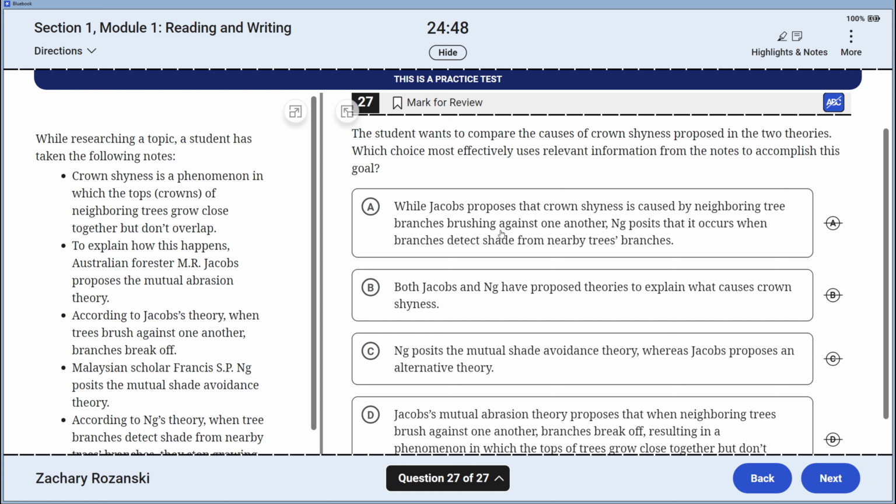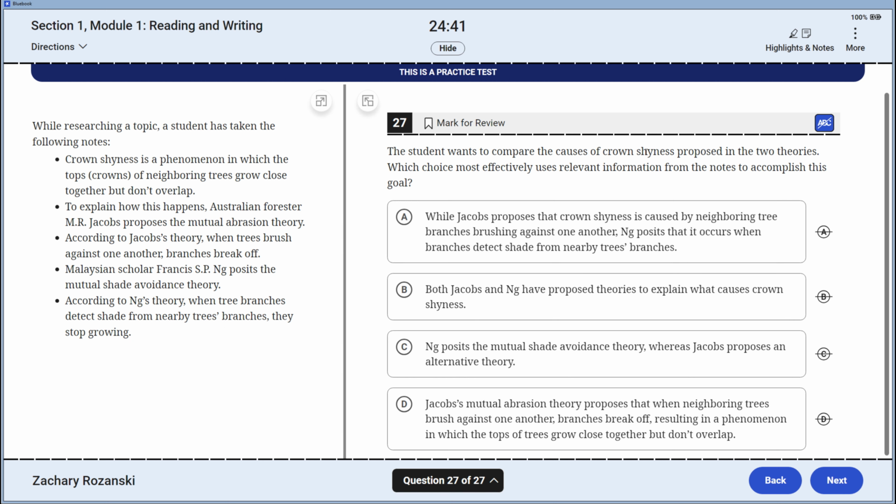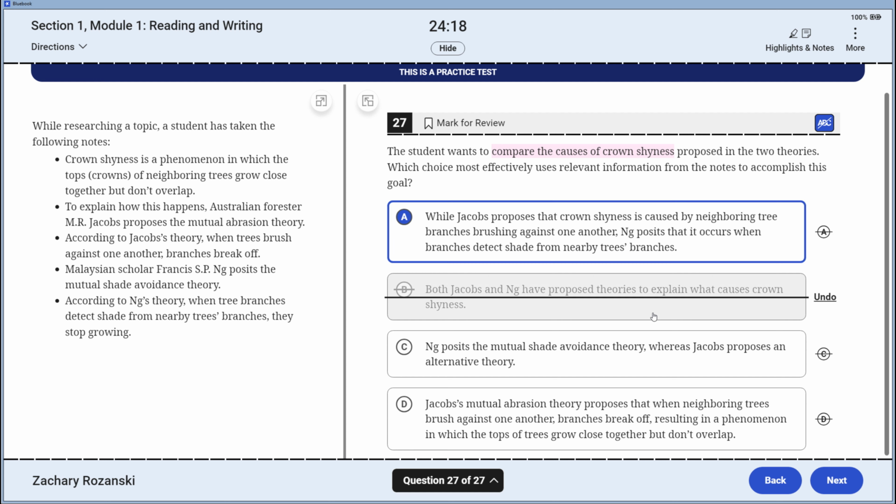27. Let's parse out another goal here. Wants to compare the causes of crown shyness proposed in the two theories. I want to compare the causes. All right. J proposes that crown shyness is caused by, okay, we've got a signal element "while" that I like. We've got a cause that it occurs. I like A. 27A is looking pretty cute. Both J and NG have proposed that explain what causes. This doesn't compare them. They could maybe have theoretically proposed the exact same theory and packaged it in different words.